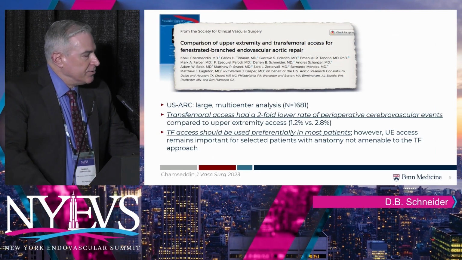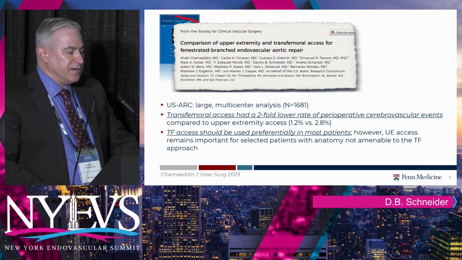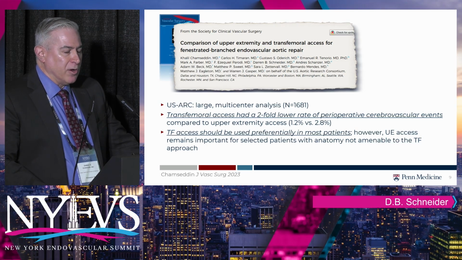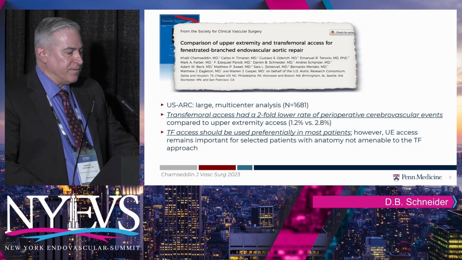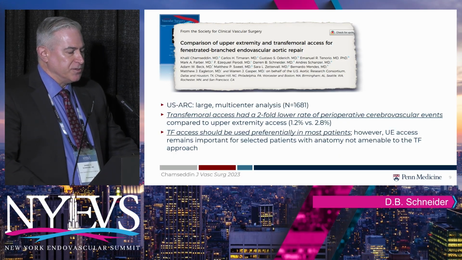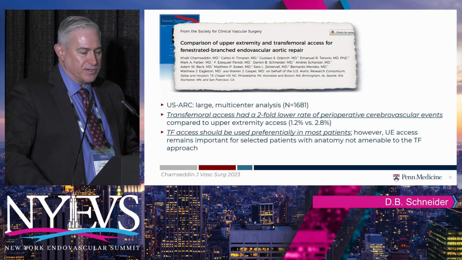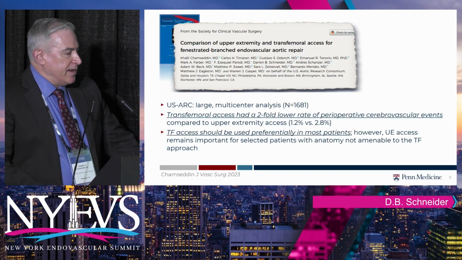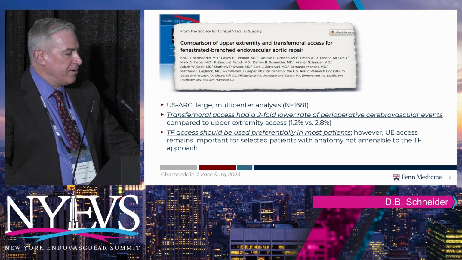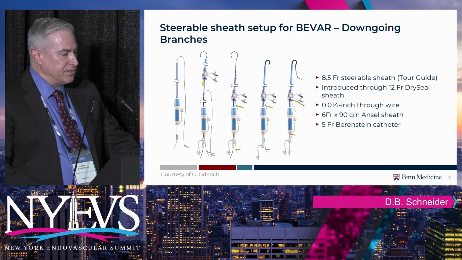We looked at this in the U.S. ARC consortium, looking at upper extremity versus entirely transfemoral access, and showed that transfemoral access has a twofold lower rate of perioperative cerebrovascular events compared to those cases where upper extremity access was used. Not very high rates, but still significant, I think, 1.2% versus 2.8%. And our conclusion was that transfemoral access should be used preferentially in most patients. However, there certainly is a role for upper extremity access in selective patients.